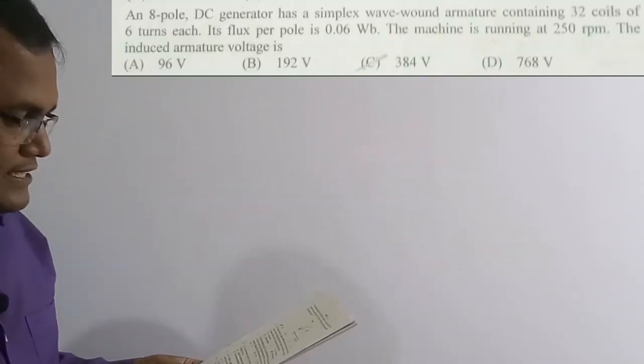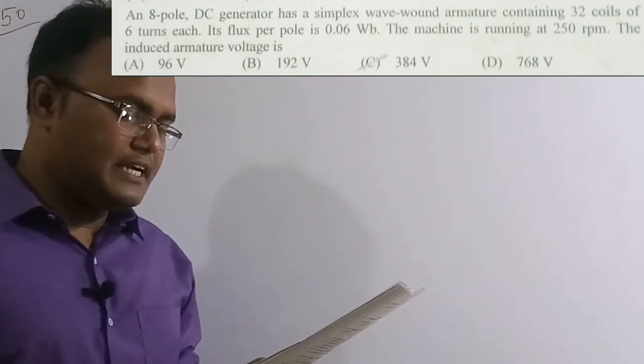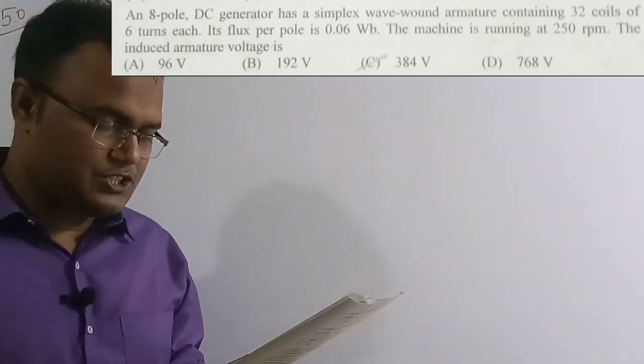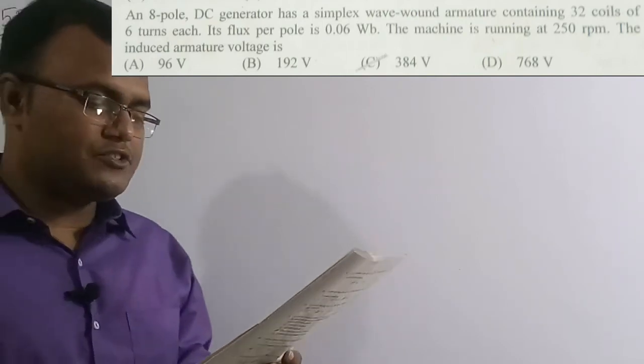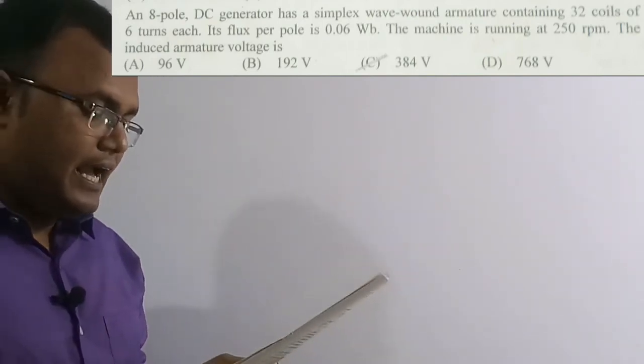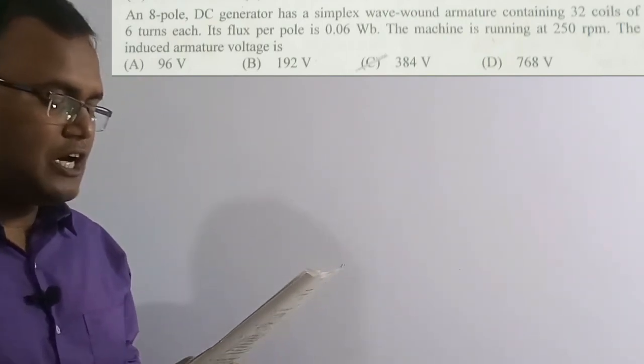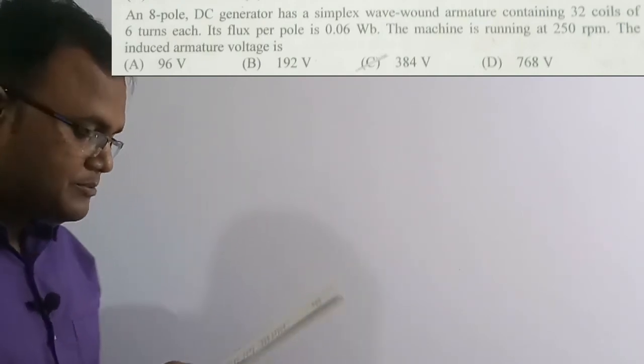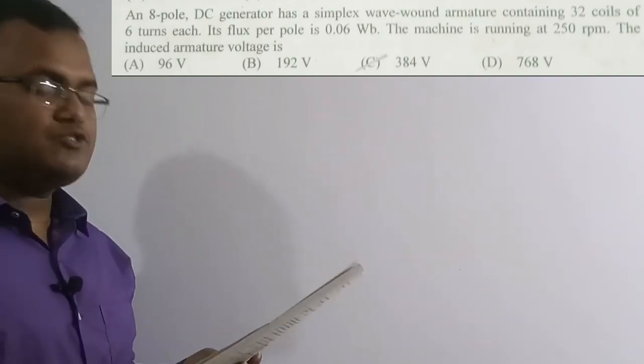So now we are going to solve the last question of this lecture, the 50th question. See the question here. An 8-pole DC generator has a simplex wave-wound armature containing 32 coils of 6 turns each. If flux per pole is 0.06 Weber, the machine is running at 250 RPM, the induced armature voltage is. So what are the 4 options? Option C, 384 is the correct solution of this question.